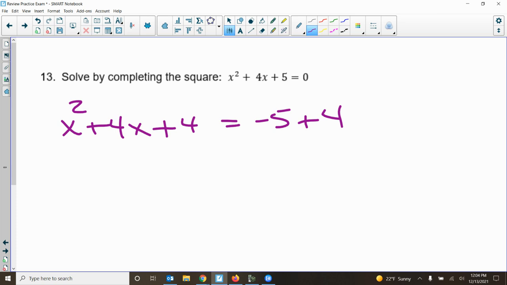Wait, can you do that again? How you got the 4? Yes. Just so I can write it down. Yes. So I brought the negative 5 over. Yep. Half of 4 is? 2. Squared is? Yep. I'll actually change the color.